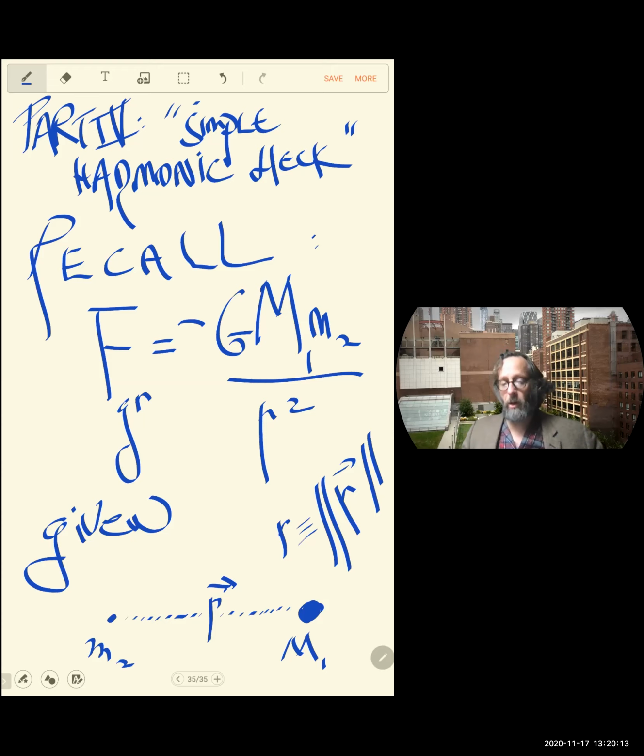m1 will exert a force on m2 automatically, just by virtue of them both existing. m1 will exert a force on m2 that is directly proportional in strength to the mass of m1 and directly proportional in strength to the mass of m2. The bigger either one is, the stronger this force becomes that m1 exerts on m2. It's also inversely proportional to the square of the distance between the two of them.